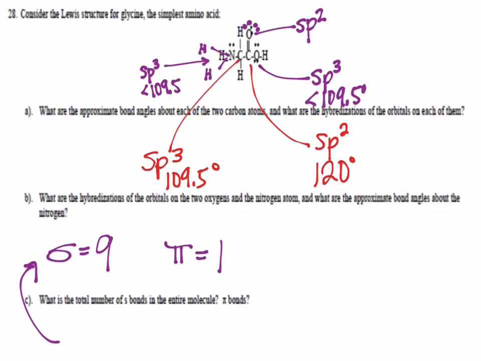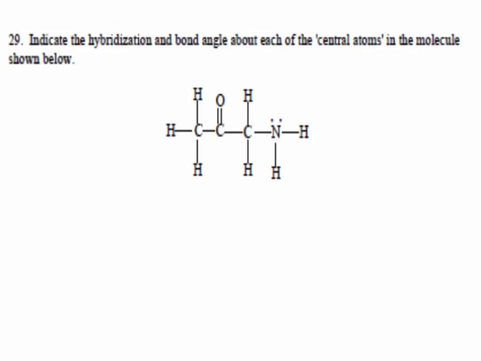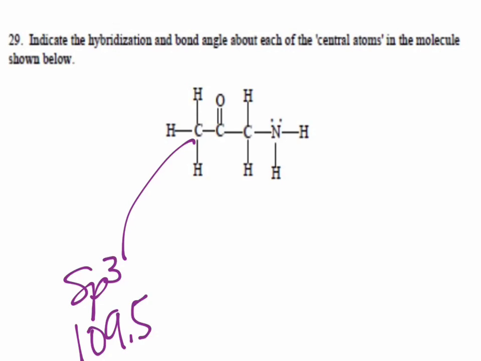All right, let's go to the next one. Indicate hybridization and bond angle about each of the central atoms in the molecule shown below. So we have 4 central atoms here. I need to know the hybridization and the angle. So let's just go in order. So this very first one, what's the hybridization around this first C? sp3, and the bond angle is 109.5.